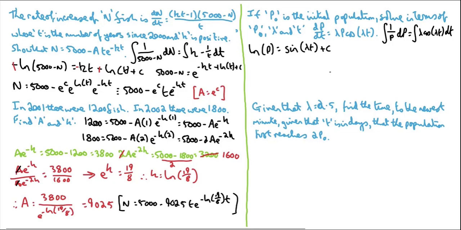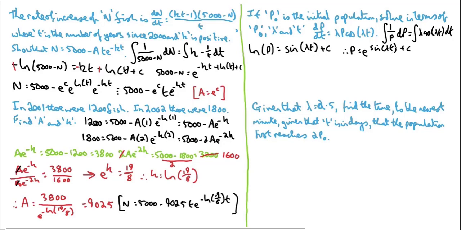Therefore, if we were to try to make p the subject, we'll need to get it out of the bracket. We'll need to raise all of the right-hand side as e to a power, so e to the power of sine lambda t plus c.